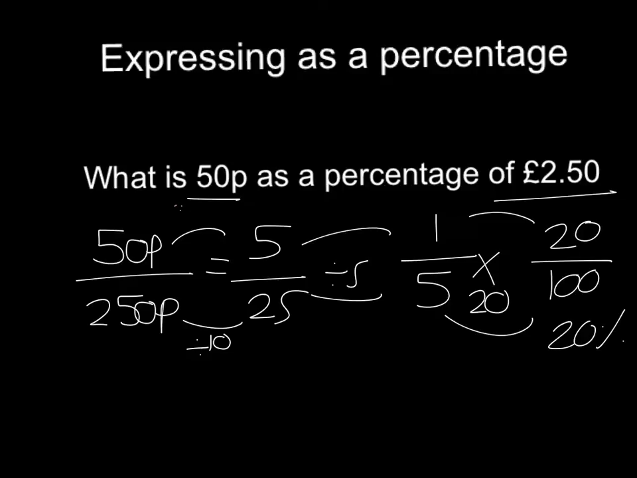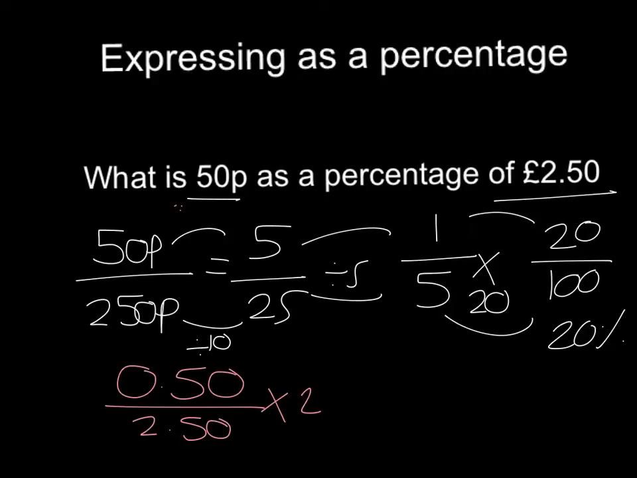Similarly, you could have done it the other way if you left it as pounds, so that would just be 0.50 over 2.5. If we times that by 2 to get rid of the decimal on the denominator, that would be £5, and that would be £1, which is the same method, times by 20, get the same answer, 20%.